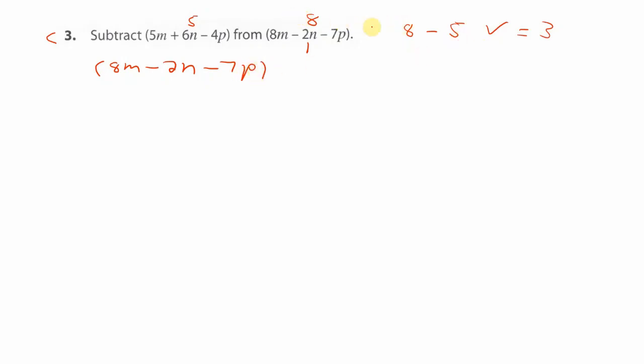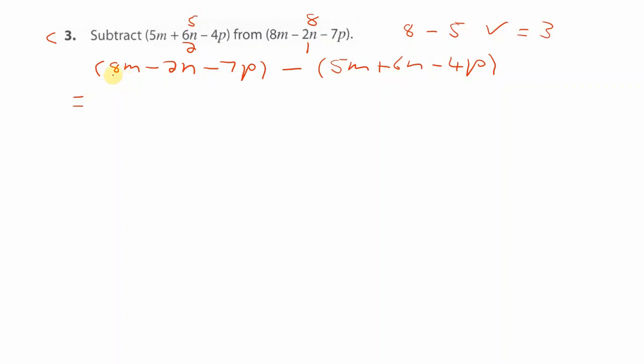And what did we do? We subtracted this term. So we now have to subtract in brackets 5m plus 6n minus 4p. And now we can do the same as we did in number 2.